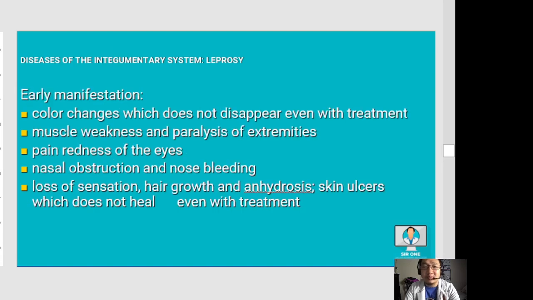Other references also present the manifestations in early and late durations. For early manifestations, the signs and symptoms are color changes, which do not disappear even with treatment, muscle weakness and paralysis of the extremities, pain and redness of the eyes, nasal obstruction and nosebleeding. Also loss of sensation, hair growth, and anhydrosis on some parts, and skin ulcers which do not heal even with treatment. Those are early manifestations of leprosy.